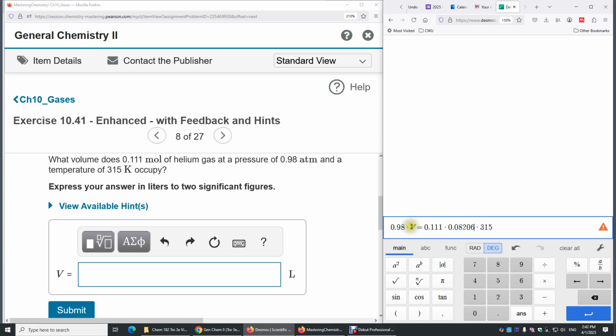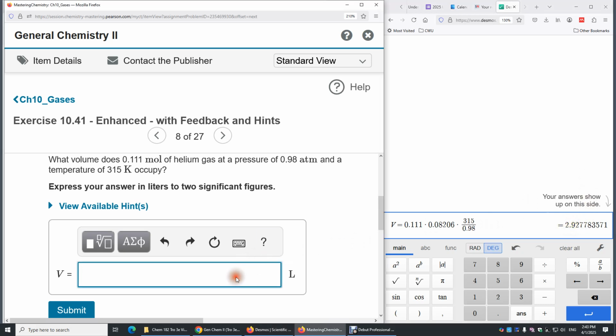Alright, so this is the equation we need to solve. Divide both sides by 0.98. We'll get the answer, 2.9 liters.